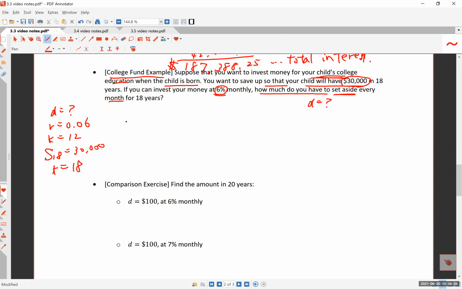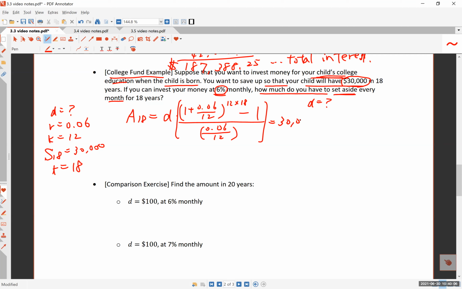All right, let's go ahead and try this. You want A18 to be, well, let's go ahead and write the formula. We don't know what the D is, okay? But it's 1 plus 0.06 divided by 12. And this is easy. It's 1.005. Raise it to the 12 times 18. What is 12 times 18? That's something you can calculate if you want to do this part first. Subtract 1 from it. Divide this by 0.06 divided by 12. Now again, this is a big chunk that must be calculated first. That is equal to 30,000.